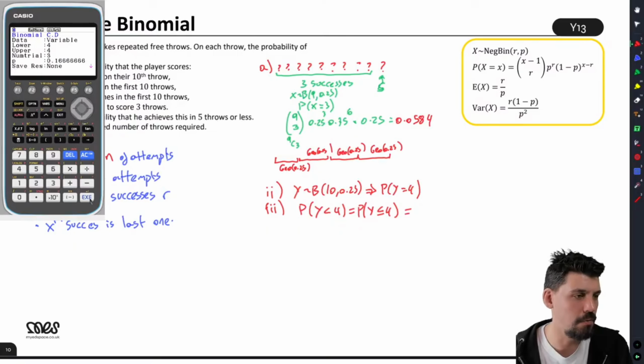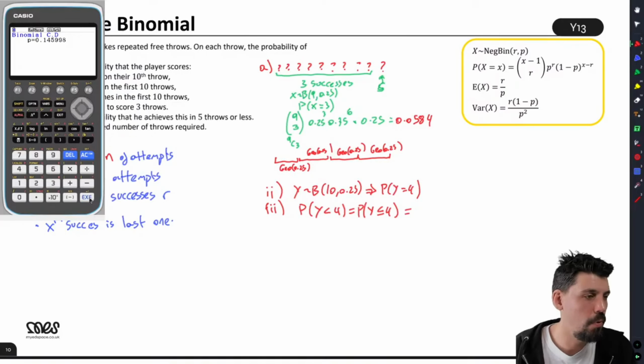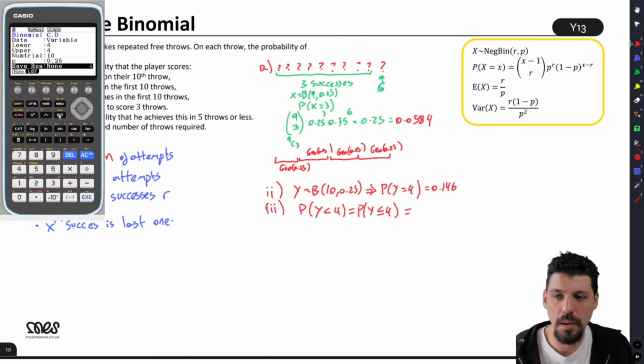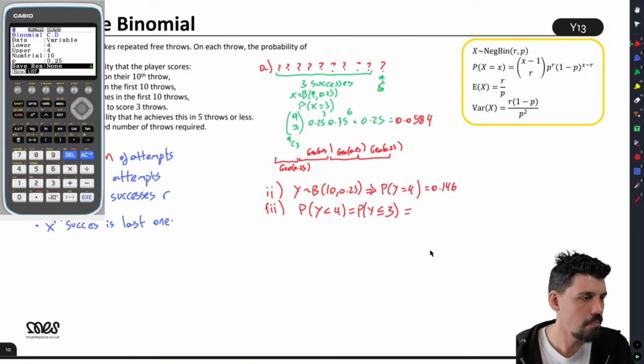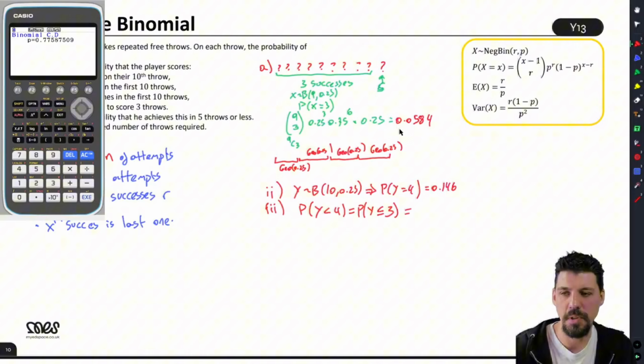So exactly equal to 4. I could just go 4, 4. We're doing 10 goes. 0.146. Strictly less than 4 is less than or equal to 3. Mea culpa, that's on me. I assume when I look up at the chat, there'll be some clarifications in there for me. 0.7759.